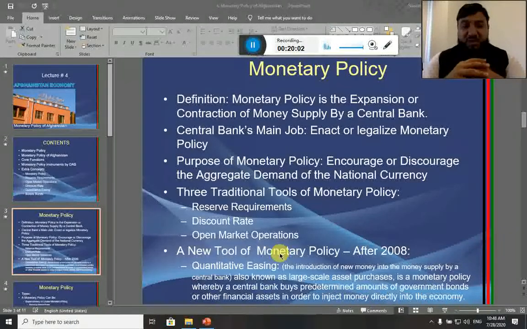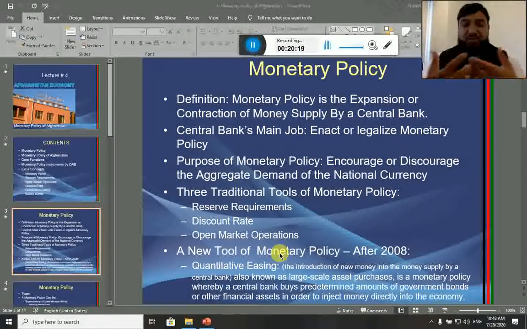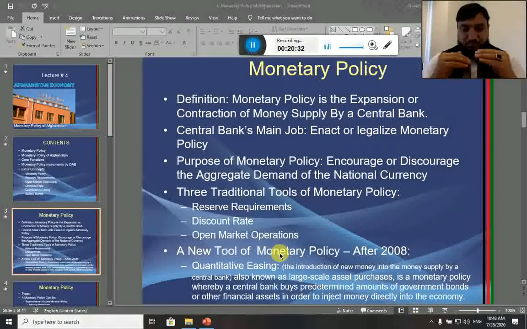Sometimes they buy back international currency at higher rates from the local market in order to inject national currency. So what happens is that they buy back all the international currency, which is the dollar, from the Afghanistan market, and against Afghani, they inject Afghani. What happens by this is there's increased supply to the market. When supply is more, demand is less.